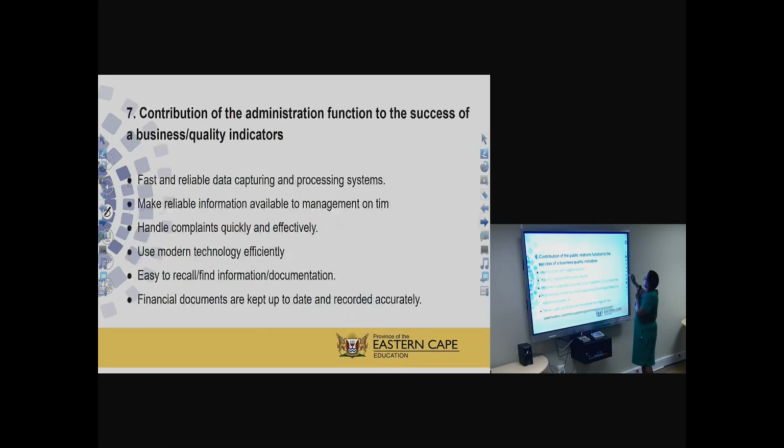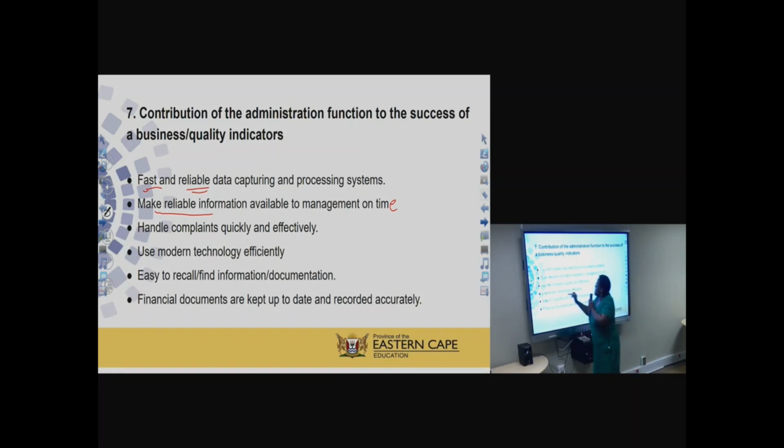Then the seventh one is the administration. That one is very easy to remember. With the administration, they are doing the data capture, meaning that it must be fast and reliable. You may have data capturers and processing systems, but it is not a quality indicator. The department is not performing if the data capturing is not fast and reliable. And also you must be able to make reliable information available to management on time. Because if the information is not reliable, that is not a quality indicator.